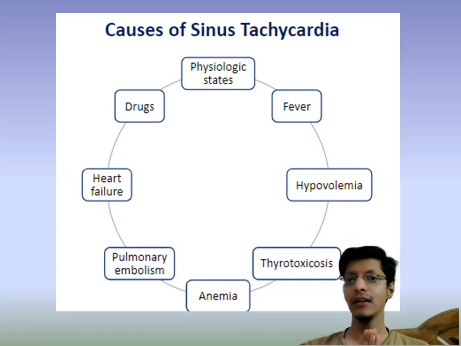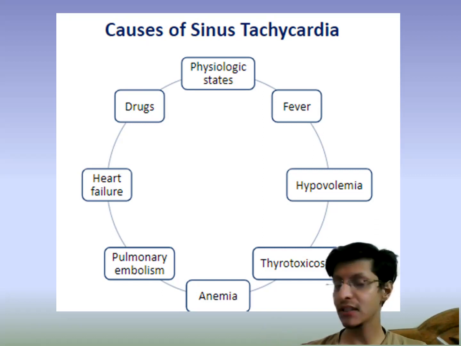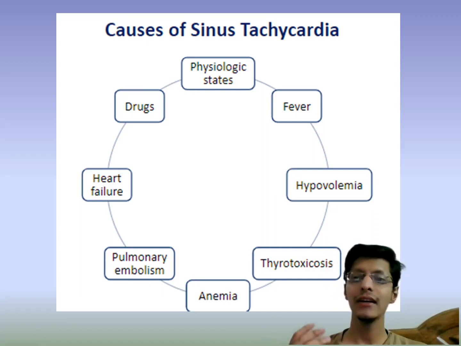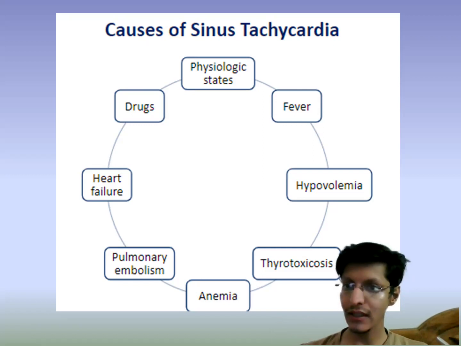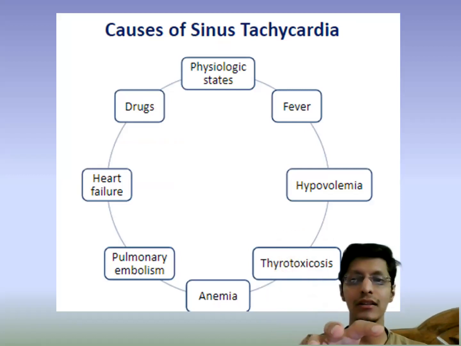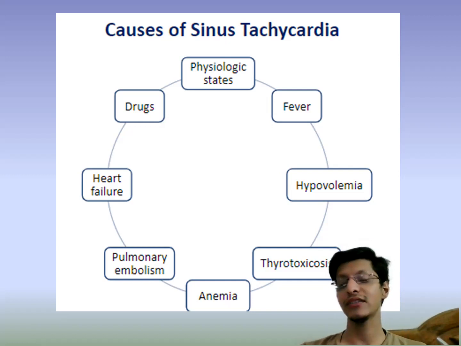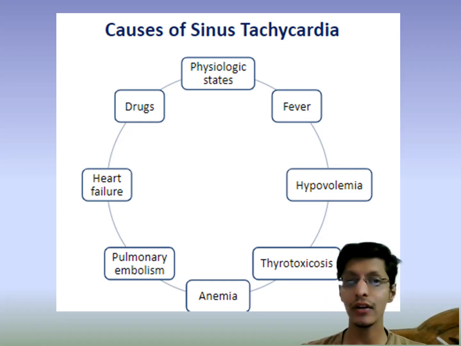Most common is physiological, in young people, in the elderly, in the pregnant state, in thyrotoxicosis, in high cardiac output states, anemia, beriberi, pulmonary embolism, heart failure, and drugs. Which calcium channel blockers cause bradycardia, obviously? Which calcium channel blocker is going to cause tachycardia? That is a dihydropyridine calcium channel blocker such as amlodipine, which causes reflex tachycardia, and other sympathomimetic drugs such as salbutamol, adrenaline, noradrenaline. They all will cause sinus tachycardia.